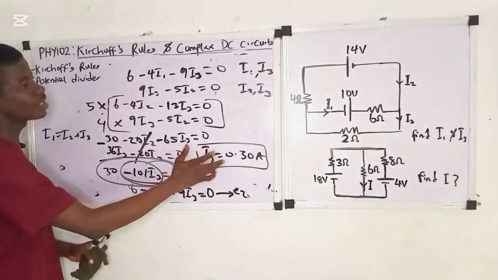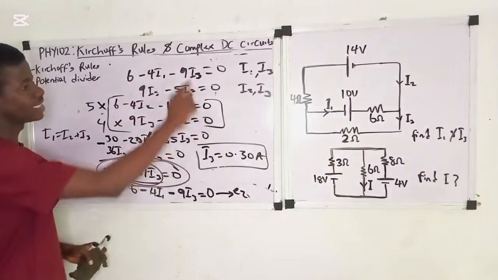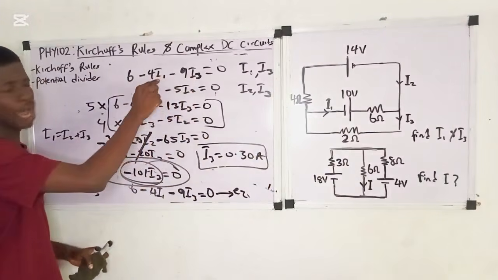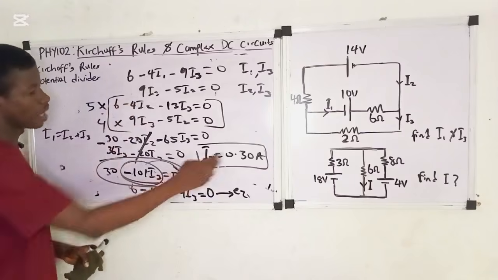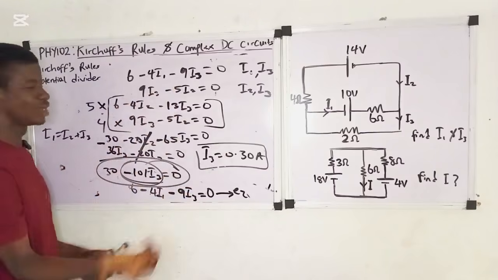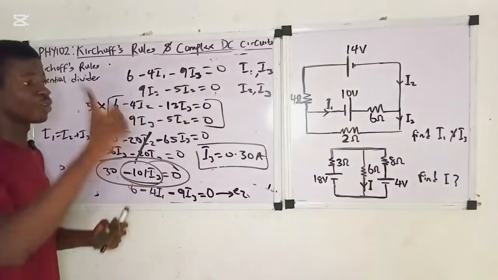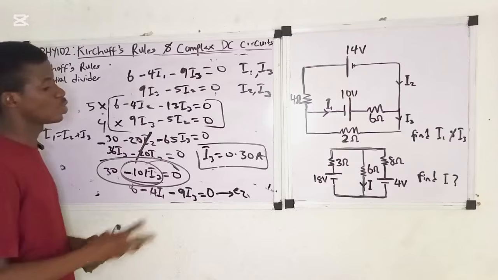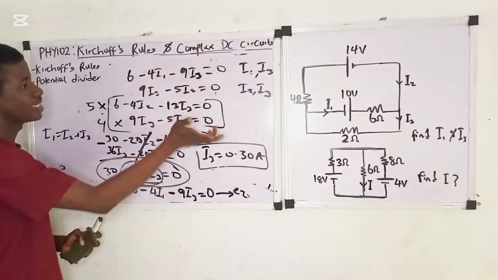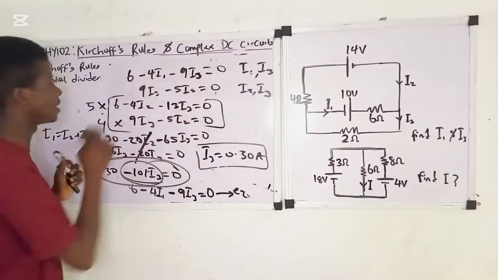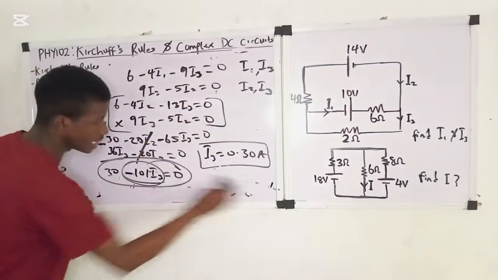Yes. Now, since we have gotten our I3, we can put I3 here and use it to get I1, or we can put I3 here and use it to get I2. Any one of them. Now let's look for the others, because remember, in this question, I said we should look for I1, I2, and I3. So we have gotten our I3, and let's use I3 to get I1 and I2. It's very easy.